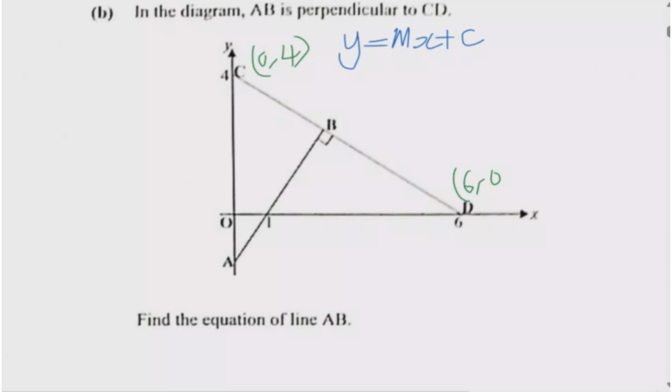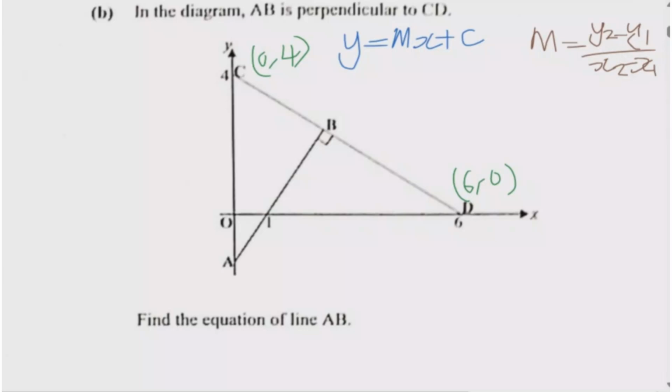So what we need to do first is find the gradient for the line CD. So we can say the gradient of the line CD. We want to find the equation for the line CD, so we're going to find the gradient. We usually use the formula, which is y2 minus y1 over x2 minus x1.